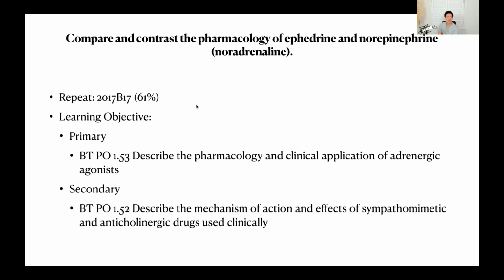So the learning objective here is that it's based on BTPO 1.53, describe the pharmacology and clinical application of adrenergic agonists. And then the secondary ones are 1.52, describe the mechanism of action and effects of sympathomimetics and anticholinergic drugs used clinically.